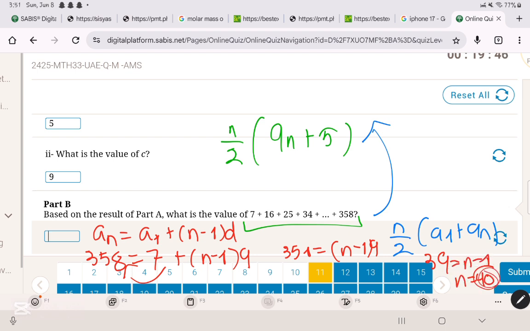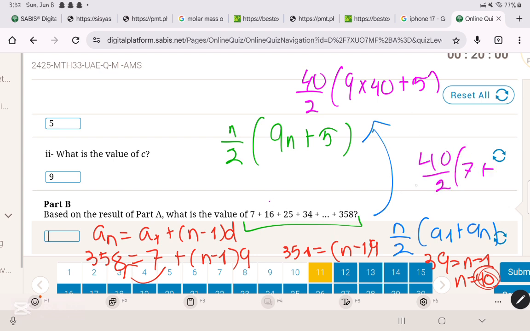Now that we have the value of n, we can substitute it in both equations. So it will become 40 over 2 times (9 times 40 plus 5). Okay, this is one way. Or 40 over 2 times (a_1, which is 7, plus a_n, which is 358). Do both of them on the calculator.